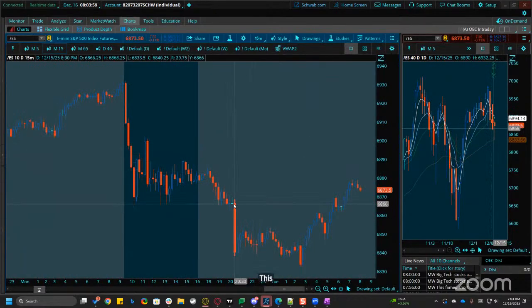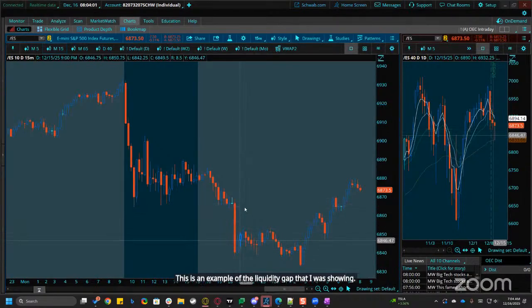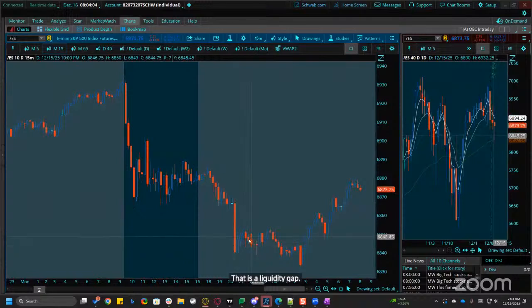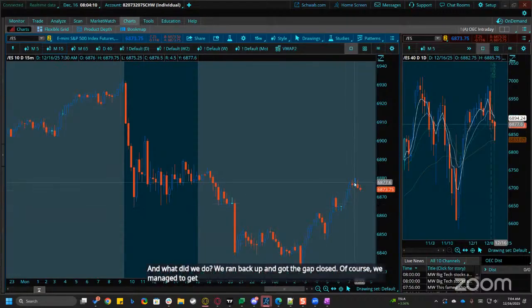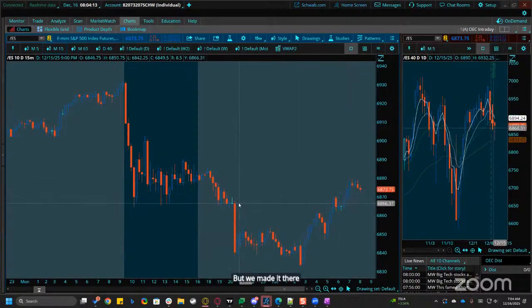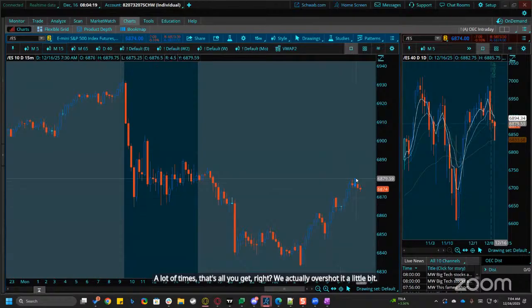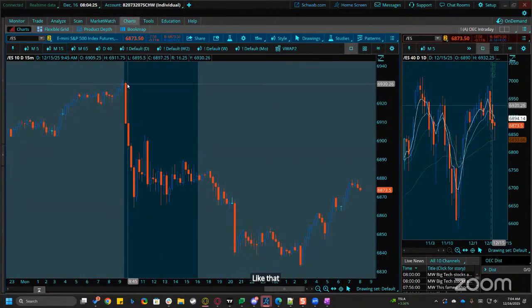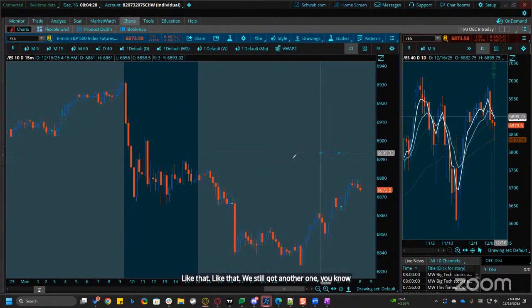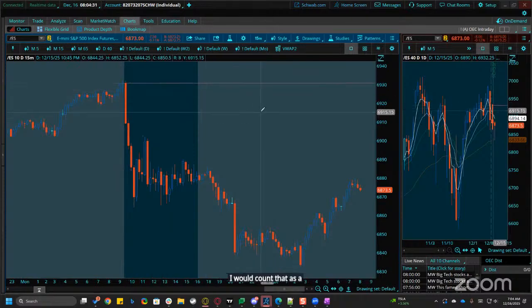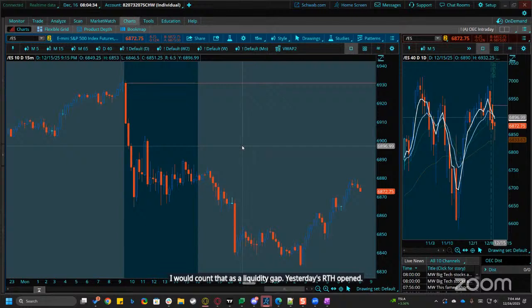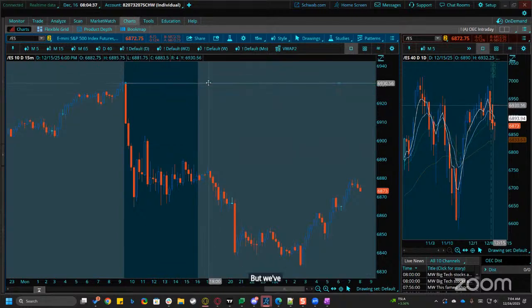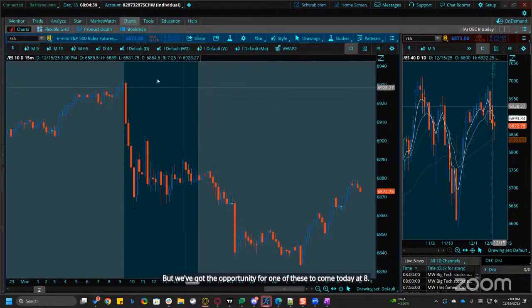This is an example of the liquidity gap that I was showing. That is a liquidity gap. And what did we do? We ran back up and got the gap closed. Of course, we managed to get above it too, but we made it there. A lot of times that's all you get, right? We actually overshot it a little bit, held and digested, and now we're above it. So we're looking for something like that, like that, like that. We still got another one, this old one back here. I would count that as a liquidity gap. Yesterday's RTH open. But we've got the opportunity for one of these to come today at 8:30. That's what we want to be focused on.